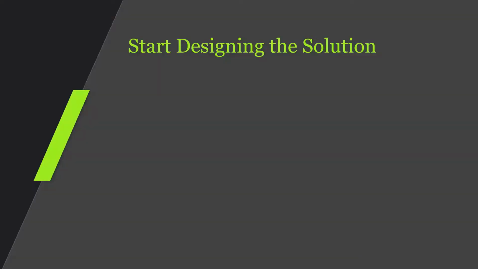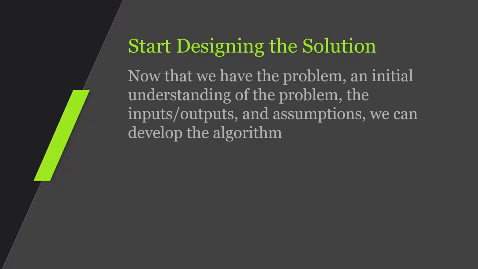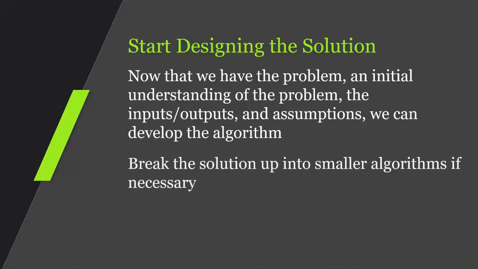Now that we've taken our time and done our due diligence in understanding the problem, the inputs, the outputs, any of the different assumptions that we can make or can't make, we can now start developing our solution. One of the things that we might want to do before we go too far down that rabbit hole is break down the problem into smaller algorithms and then put those algorithms together to solve the larger problem. So some problems might only need one algorithm. You can do it in one go and you're ready to solve the problem.